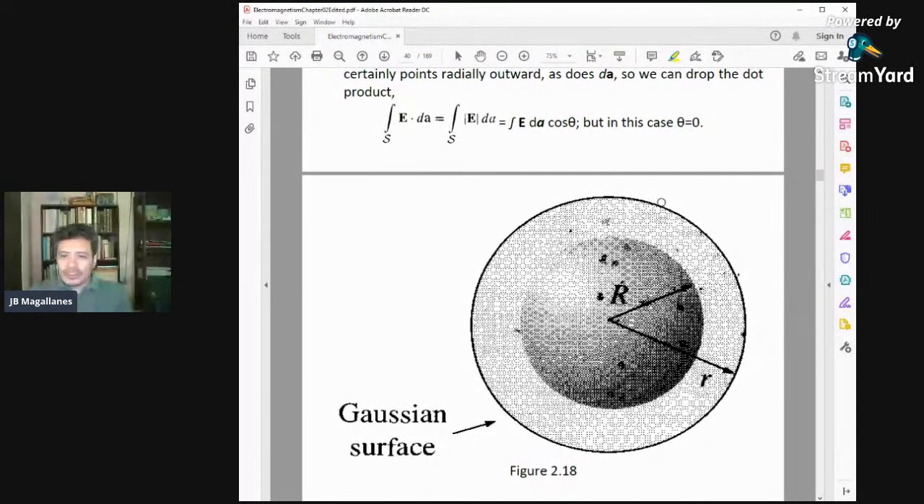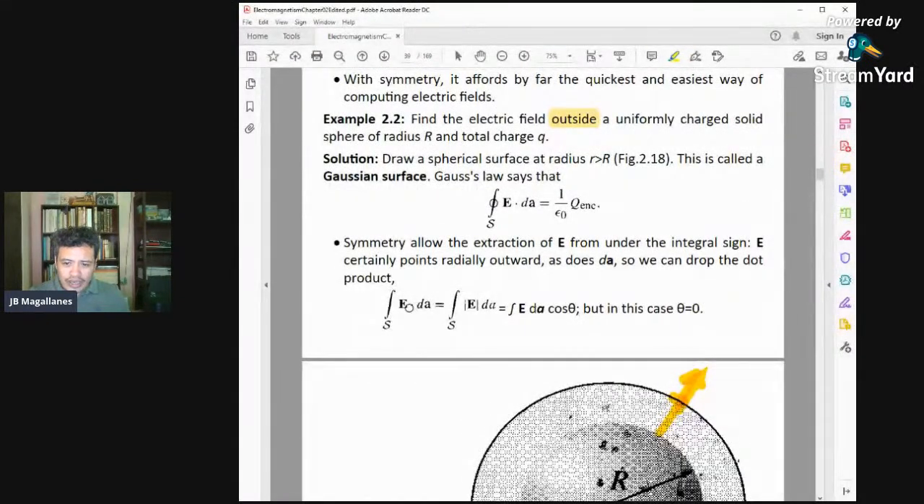So when you consider an area here in the Gaussian surface, the direction of this area would be here. That's the dA of that area going outside of the sphere. And at this point, the electric field is also coming out of here. So the direction of the area and the electric field is the same, so the angle between them is zero. So in this case, the cosine here would be equal to 1 because theta is equal to 0.